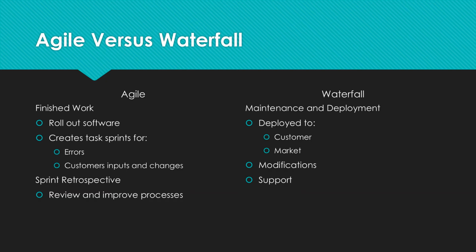The next phase in the Waterfall is maintenance and deployment. The software is deployed to the customer or the market, whichever is used here. Modifications are made to the software according to what the customer has seen or wants within certain steps that follow the documentation created for the Waterfall process, and then support is created for the customer to support the software or any issues that may have arisen during the deployment of the software.